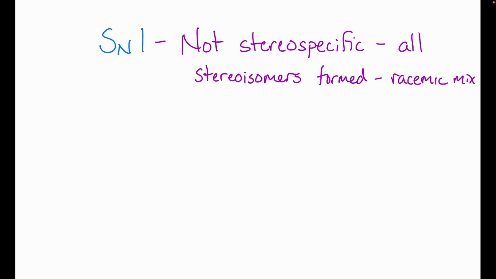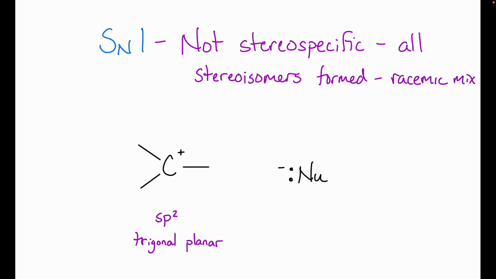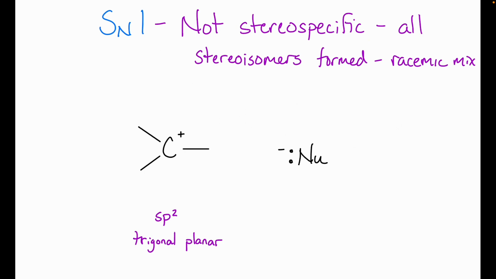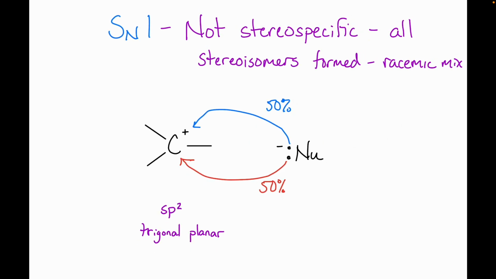Why is that? Well, if I draw a carbocation that's about to get attacked by this nucleophile, remember the geometry of a carbocation with its three bonds and no lone pairs is sp2 hybridized. All right, so it's trigonal planar. Okay, and so the bottom line is carbocations are flat. A nucleophile can attack just as well from one side as it can from the other. In fact, you're going to get 50% of your molecules where the nucleophile attacks on one side and the other 50% of molecules where it attacks the opposite direction. Okay, so we get this racemic mixture.